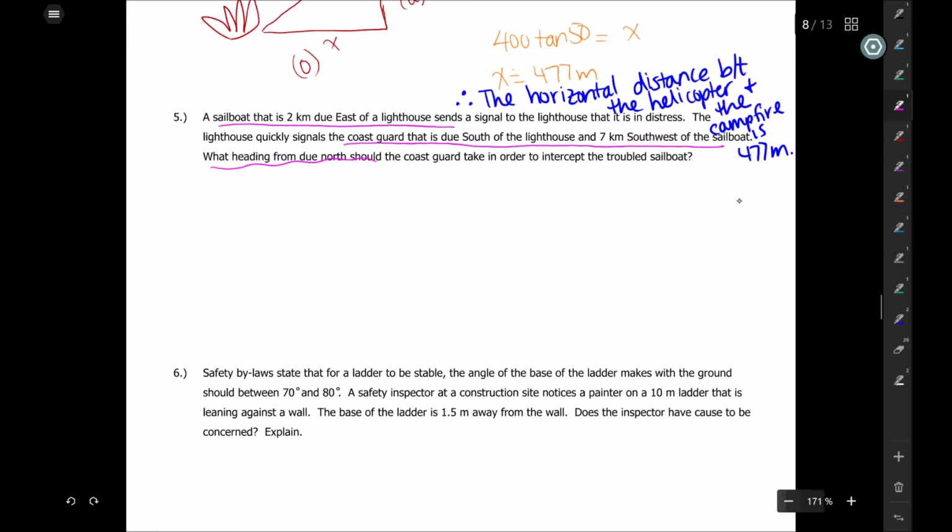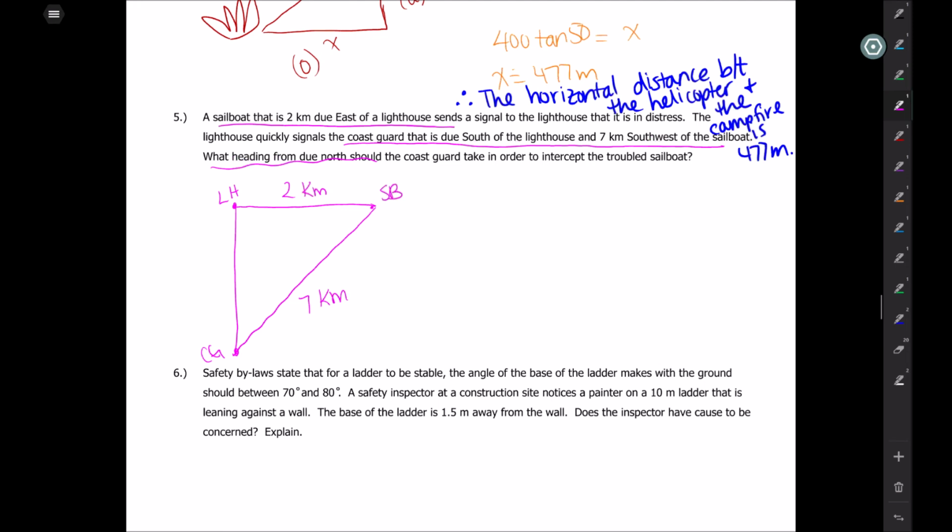So first of all, we have our lighthouse right here, okay, and we have our sailboat over here, and it says that it is 2 kilometers due east. Due east means directly east, okay? The lighthouse signals the Coast Guard that is due south of the lighthouse. So here we know that this is the Coast Guard, and it is due south of the lighthouse. Sorry, we'll put Coast Guard right here. And 7 kilometers southwest of the sailboat. So sailboat to the Coast Guard, you have to go southwest right here, and this is 7 kilometers, okay?